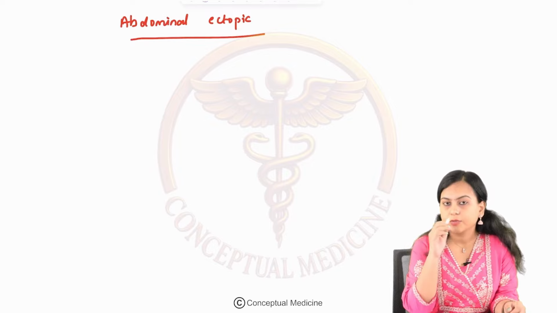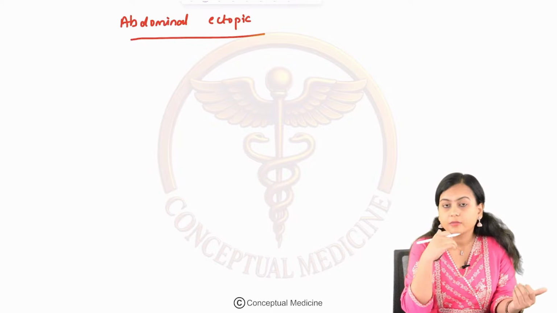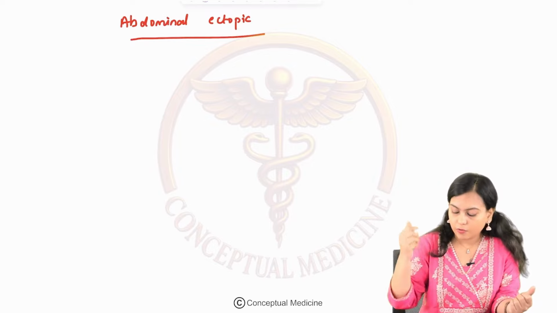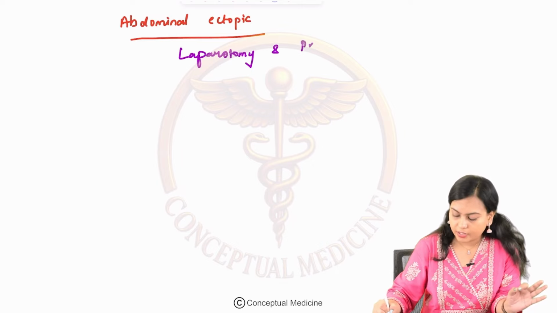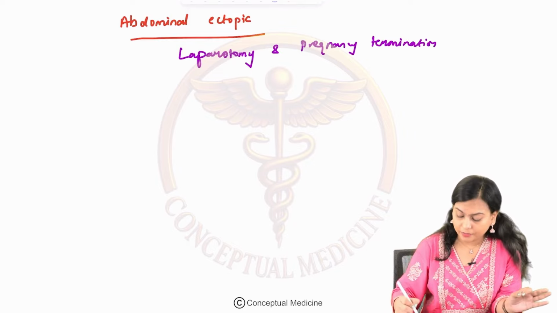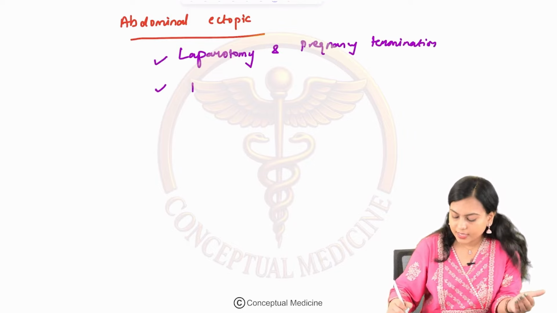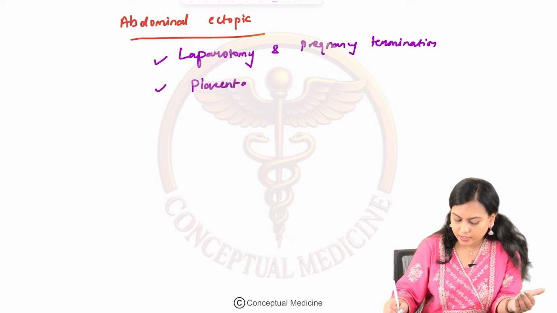Okay. Next is abdominal ectopic management. Already we have seen abdominal ectopic pregnancy is a pregnancy which can be carried even up to term. So, what you will do is you will go for a laparotomy and pregnancy termination if you find an abdominal ectopic at term, and in this case the placenta removal will be difficult.